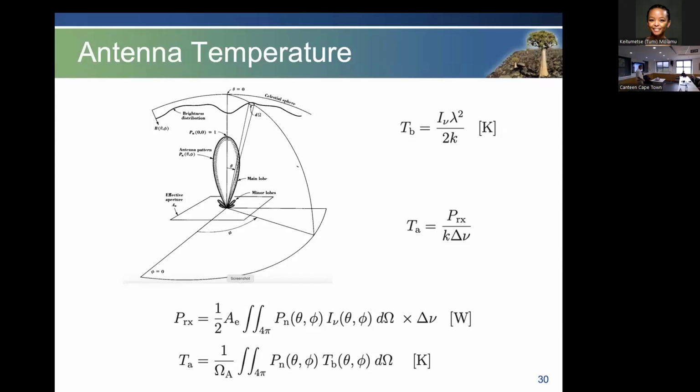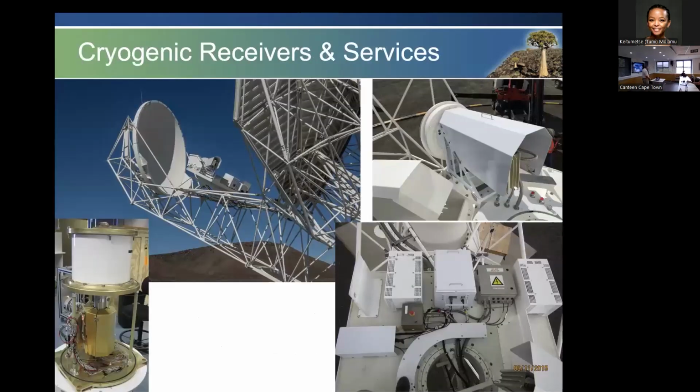But still, even in arrays, this all works. So this is basic sort of radiometry. What do we see when we point our telescope looking up at the sky? And it's all in terms of power. So we now take that antenna voltage and we put it through these cryogenic receivers.